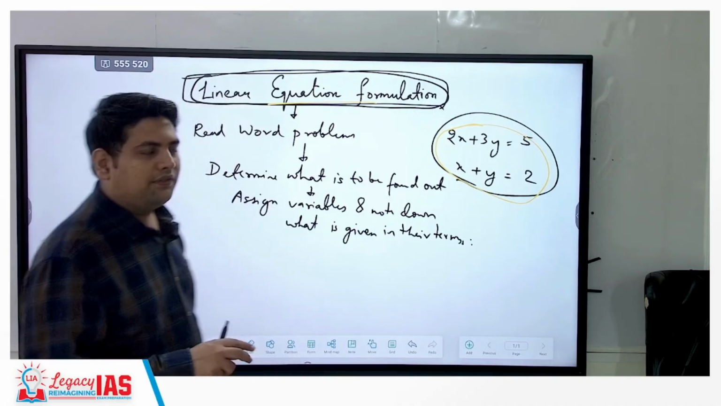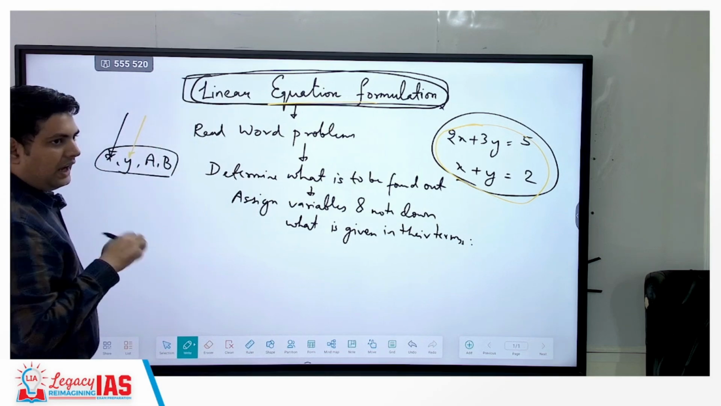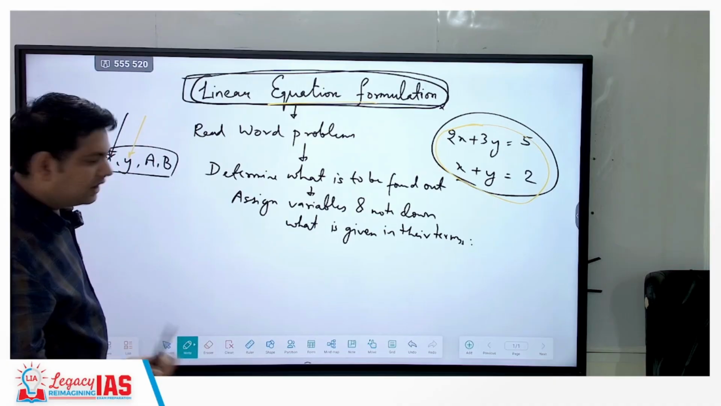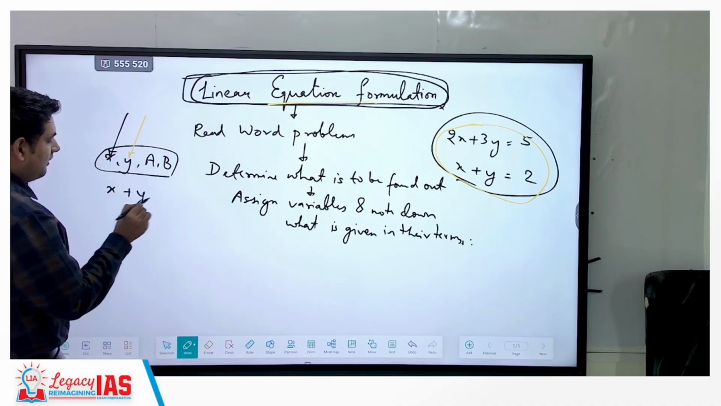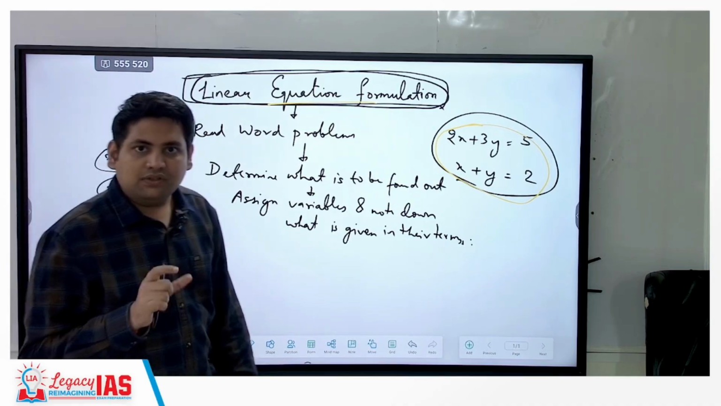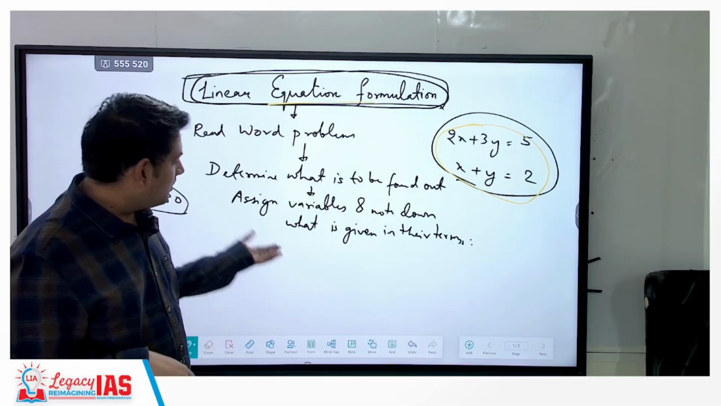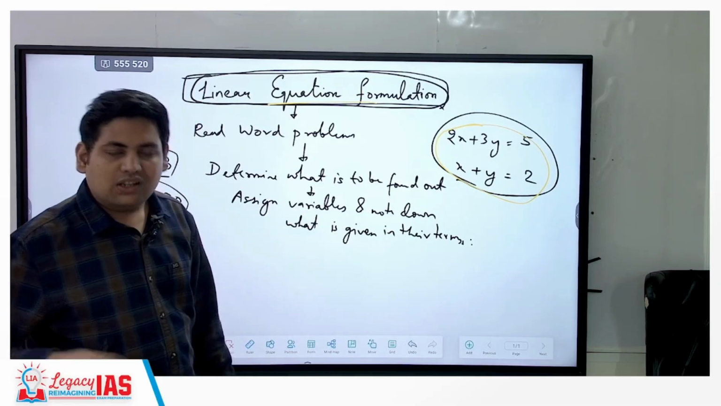So if you assume that age of Ram is x and age of Shyam is y, and it is given to you that sum of ages of Ram and Shyam is 30, then you should write something like sum of x and y is equal to 30. That means instead of the words, now you are turning it into an equation. So you assign variables and you write down what is given in their terms.